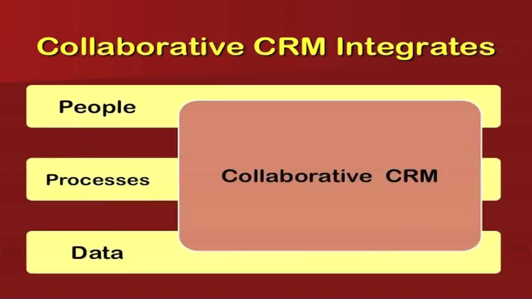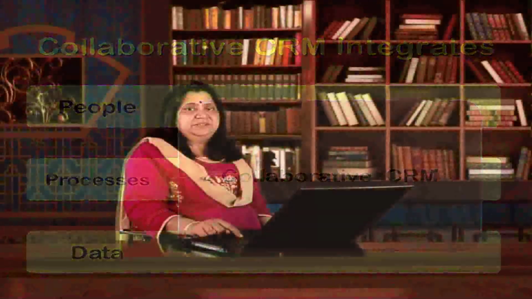Collaborative CRM integrates people, processes and data. So what is important? Data is important. What is important is the process of the business, and this integration is done by intelligent people who can understand what data can do to life. Now here, collaborative CRM works as big data works.